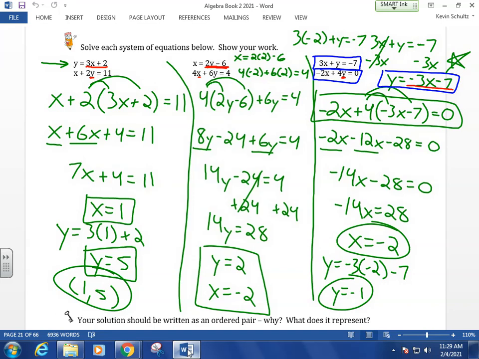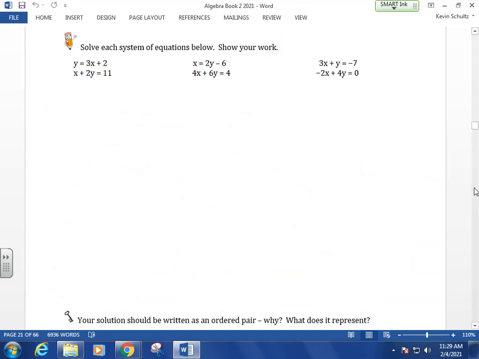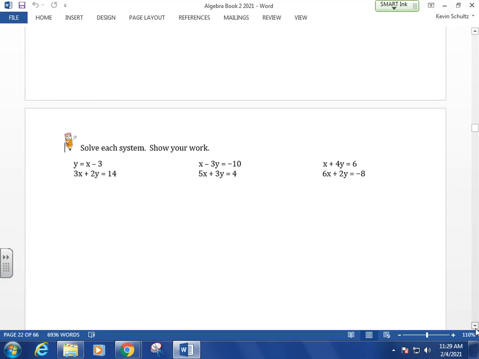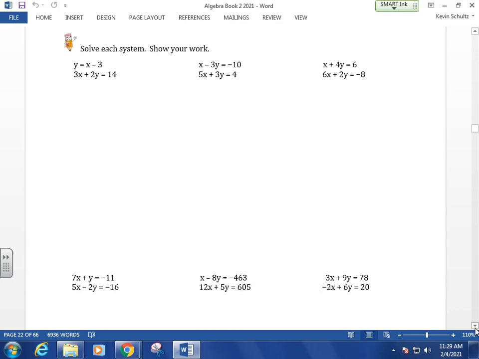Well, let's look at the back side. One that you would like to tackle together. What do you think? We've got 6 of them here. Yes, Alex. The second one. X minus 3y equals -10, and 5x plus 3y equals 4.